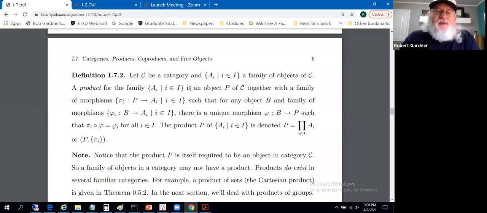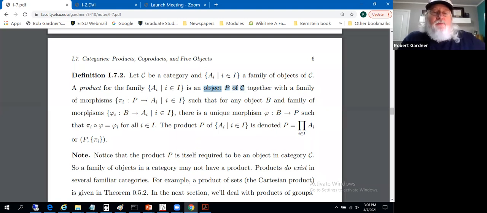A product of the family. Okay, so we start with a category. We pick a family of objects in the category. And that's the thing of which we're taking a product. So we're defining a product of, I'd like to call it a subset, but I can't do that. Well, of a family of objects in category C. The objects subscripted capital A's. So a product of the family is itself an object of C. So that's a bit of a requirement there.